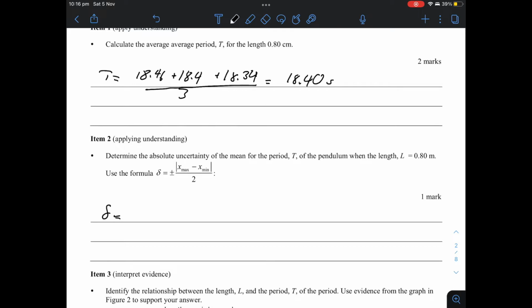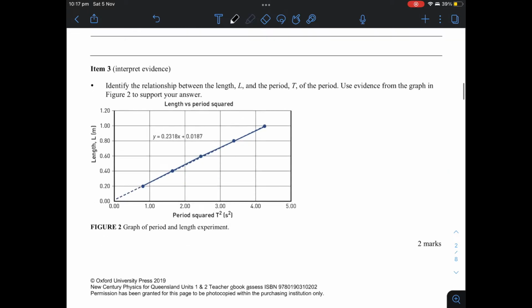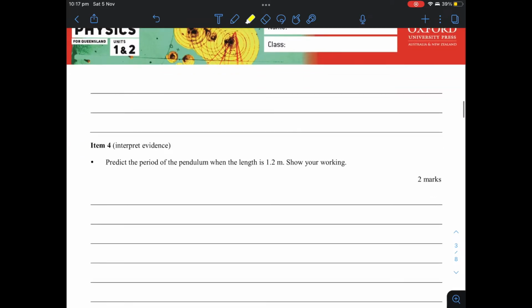Right, we take the uncertainty: the longest measurement minus the shortest measurement, divided by 2. Now the uncertainty is 0.06 seconds for 10 swings; it should be 0.006 seconds for 1 swing. Right. The relationship, there's definitely a linear relationship there.